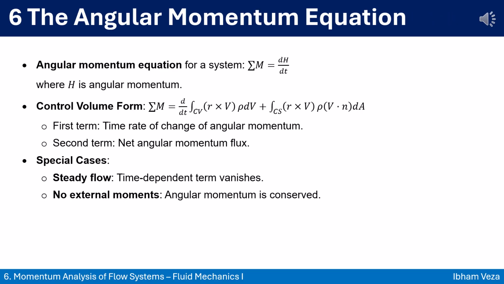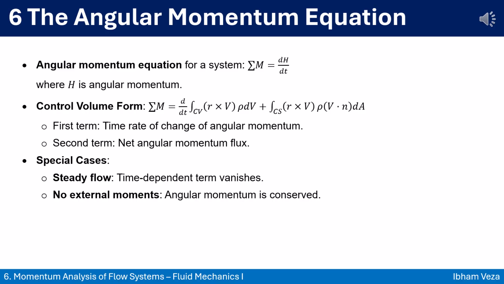6. The angular momentum equation. Just as linear momentum connects force to motion, angular momentum connects torque to rotational motion. The angular momentum equation tells us how the rotational state of a system changes over time, and it's written as the rate of change of angular momentum equals the sum of external moments. Sigma M equals dH/dt.